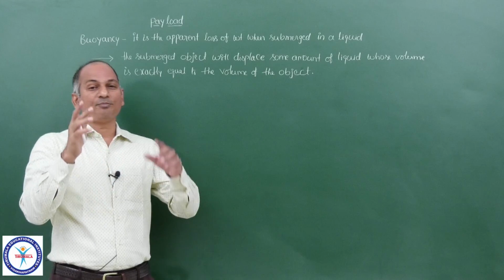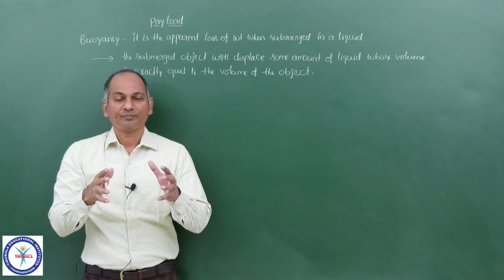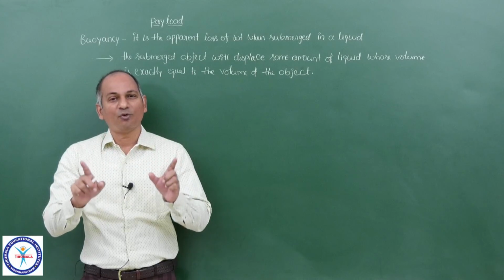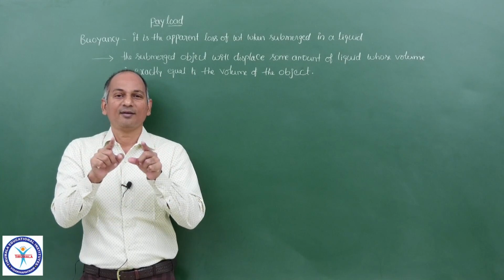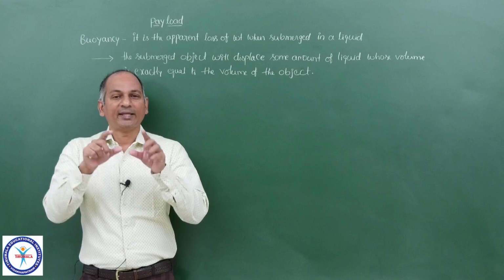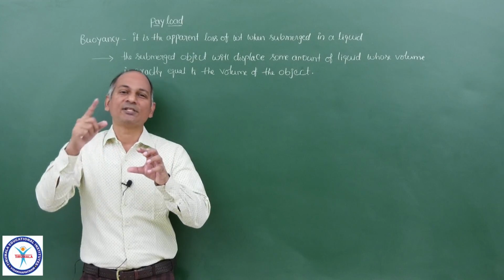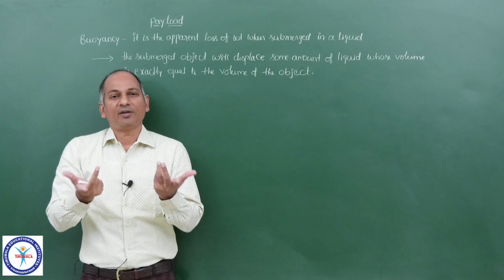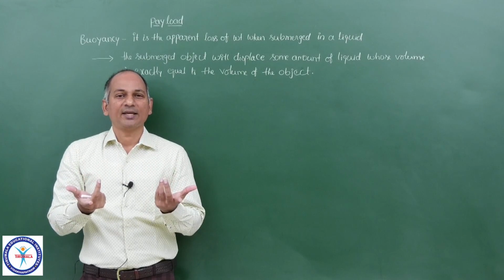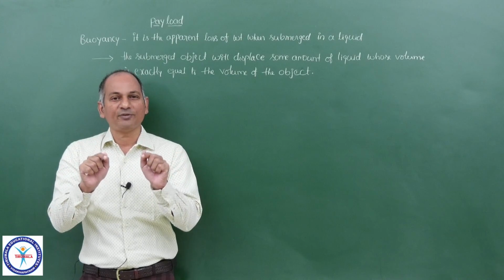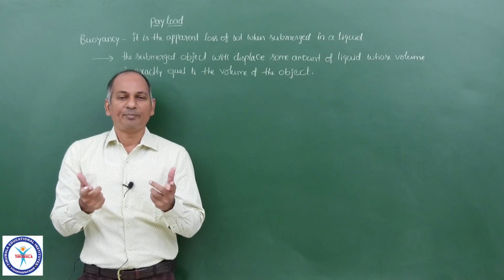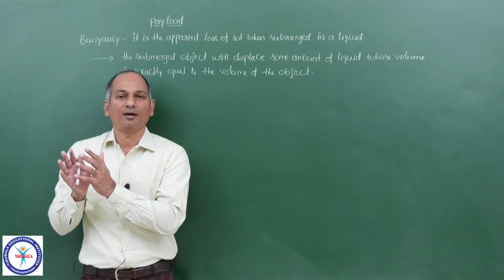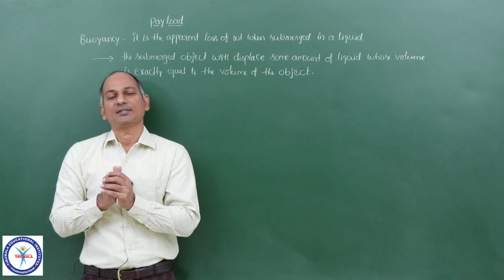See, you have put an object in water, and the object is occupying some volume within that liquid. So, in the same area, there was liquid before. Before you put that object, there was the liquid. Now, the liquid has to vacate that place in order to make room for the object which we have submerged. So, obviously, the volume of the object must be equal to the volume of the liquid which is displaced.